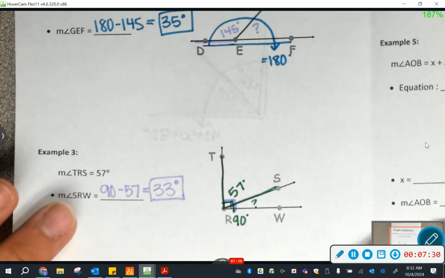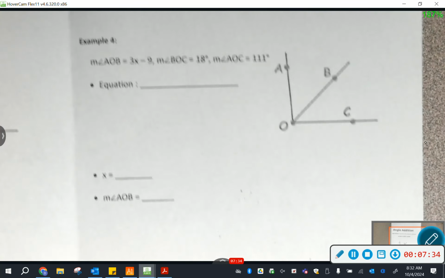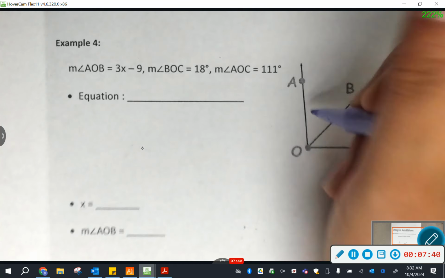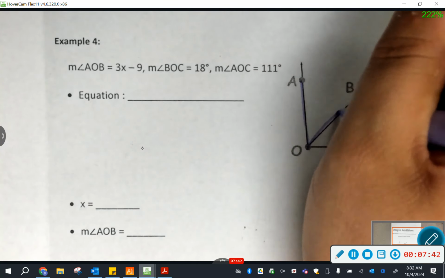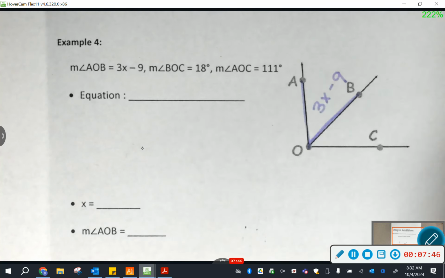All right. Next, we're going to get a little bit more complex. Number 4. Number 4 says AOB is 3x minus 9.